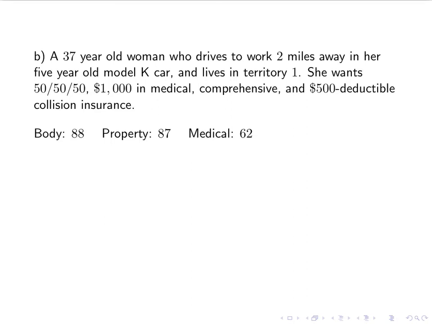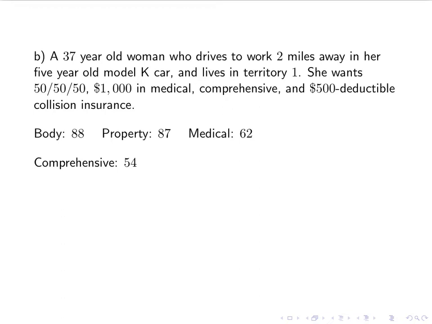Next, we're going to move on to comprehensive and collision. So Model K, that is Model Class 2, J through K. Again, Territory 1. It is a 5-year-old car, so that is age group 4, which is 3 or older. And for comprehensive, we should be getting 54.